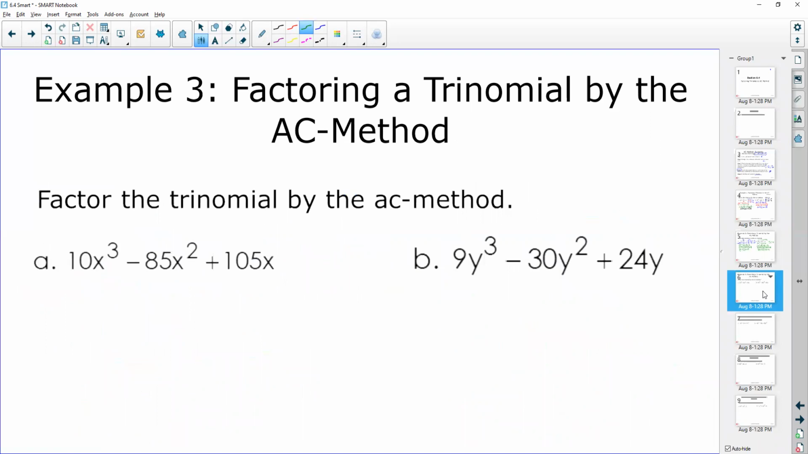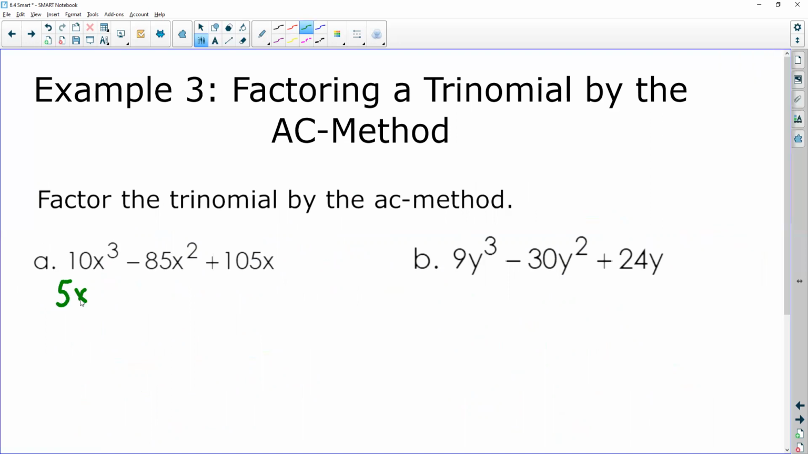Now let's try something a little different. So this one looks crazy, right? Like, what the heck is happening here? So it is in standard form, but what it has is a common term, right? All of these can be simplified down by 5x. I can take 5x out. So if I take 5x out, that leaves me with 2x squared minus 17x plus 21. All right, well, I can handle that.